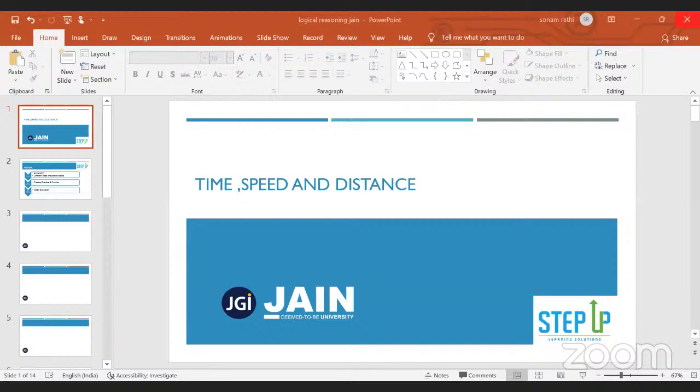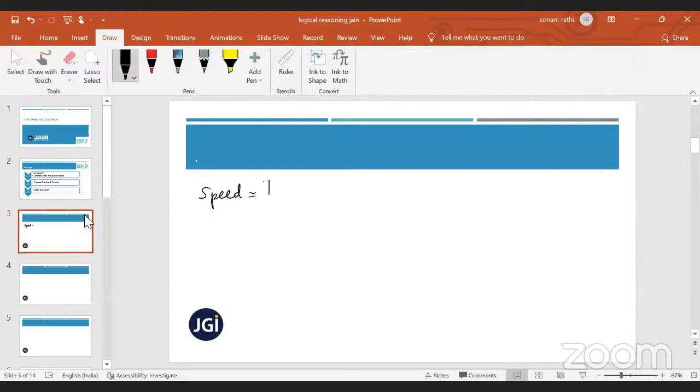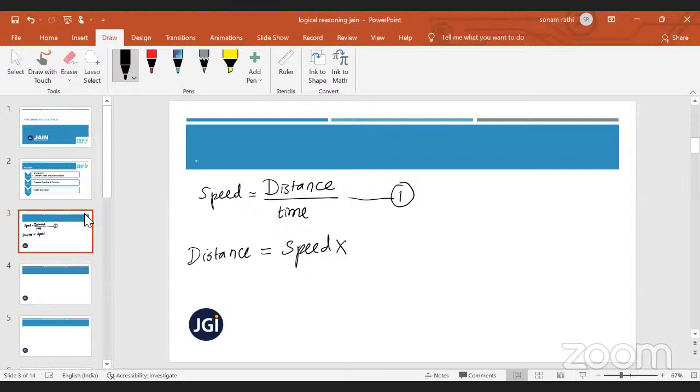All right. So, time, speed, and distance. I hope all of you know the basic formula. What is the basic formula? Speed is equal to distance upon time. This is formula number 1. The same formula can be written as distance is equal to speed into time, and time is equal to distance upon speed.